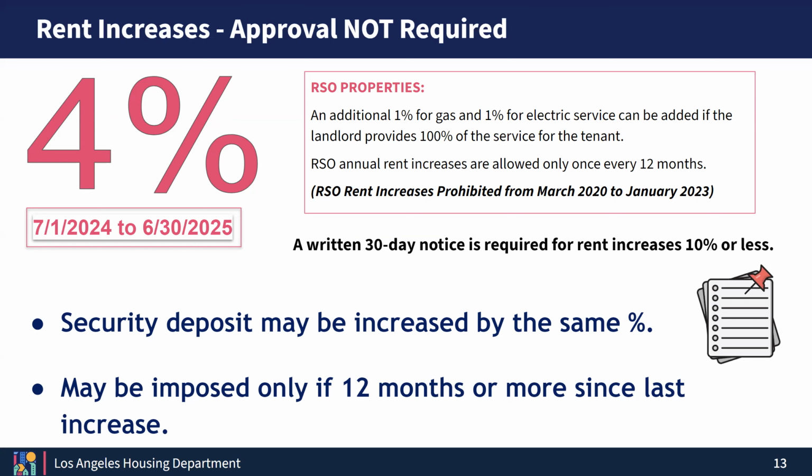Additionally, an owner may collect 1% for gas and 1% for electrical service if the owner pays for the entire utility on behalf of the tenant. Therefore, this year, if an owner pays for both gas and electrical service, an owner could apply a 6% rent increase to the unit. Keep in mind that the rent can only be increased once every 12 months. And a written 30-day notice must be provided to the tenants if the rent increase is 10% or less.